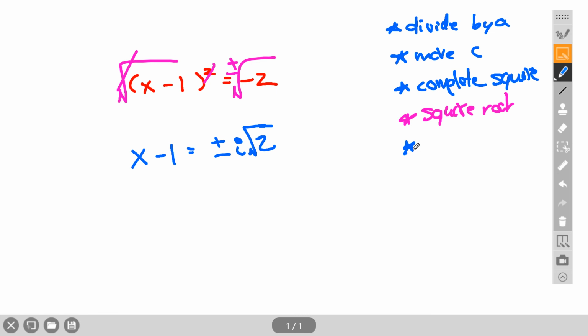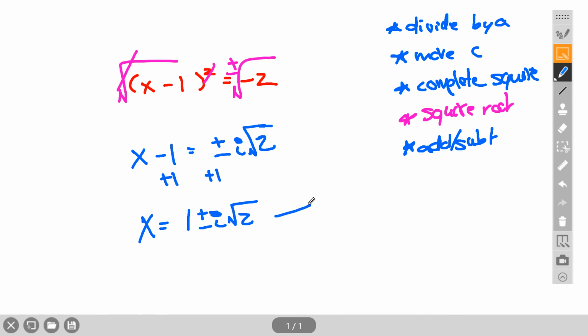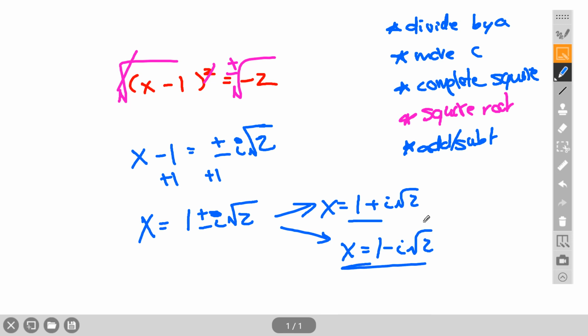After we square root, we add or subtract. In this case, it's addition, because we have the 1. And now we have our solution. It's 1 plus minus i square root 2. And remember, this represents two solutions: 1 plus i square root 2 and 1 minus i square root 2.